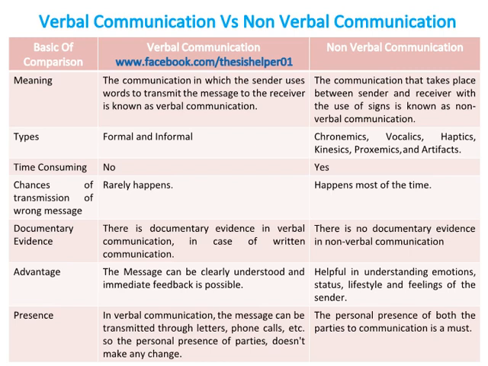Types of verbal communication are formal and informal, whereas types of non-verbal communication are chronemics, vocalics, haptics, kinesics, proxemics, and artifacts. There is no time-consuming in verbal communication, whereas there is time-consuming in non-verbal communication. Chances of transmission of wrong message rarely happen in verbal communication, whereas chances of transmission of wrong message happen most of the time in non-verbal communication.